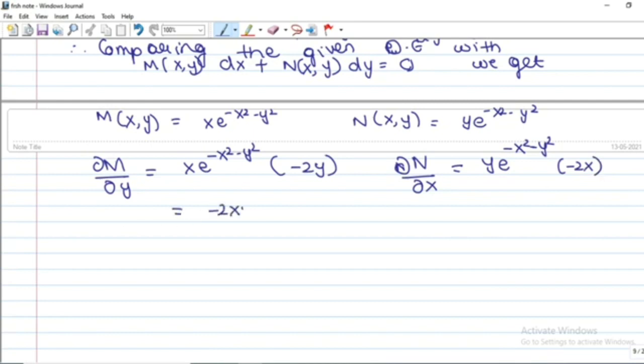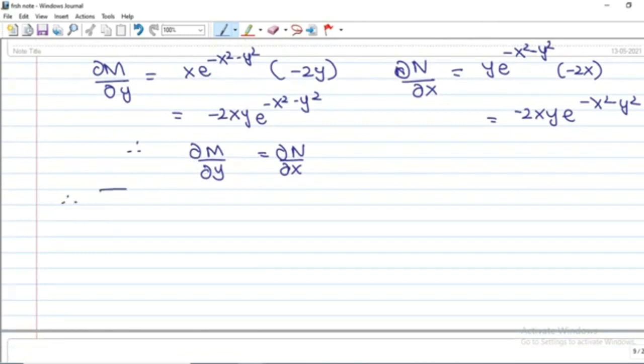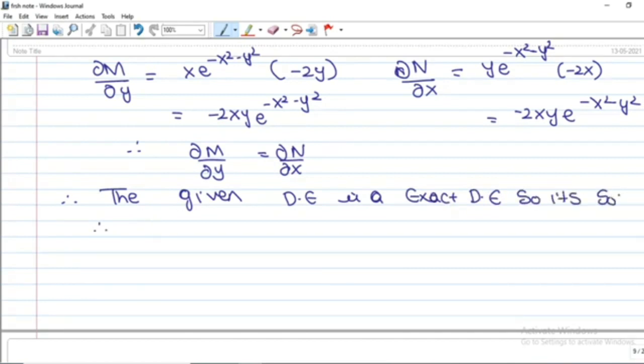Finally, minus 2xy e power minus x square minus y square we are getting from this side, and here minus 2xy e power minus x square minus y square we are getting from this side. Therefore, dou M by dou y is equal to dou N by dou x. Therefore, the given equation is an exact differential equation.